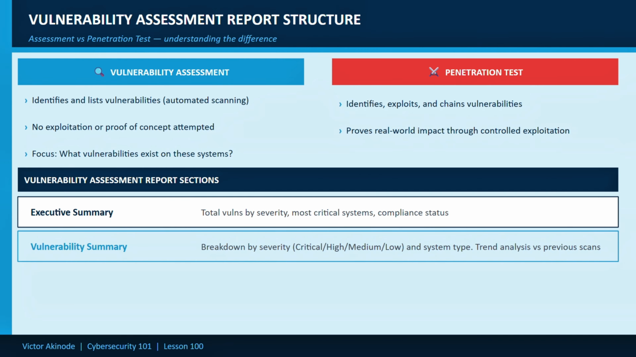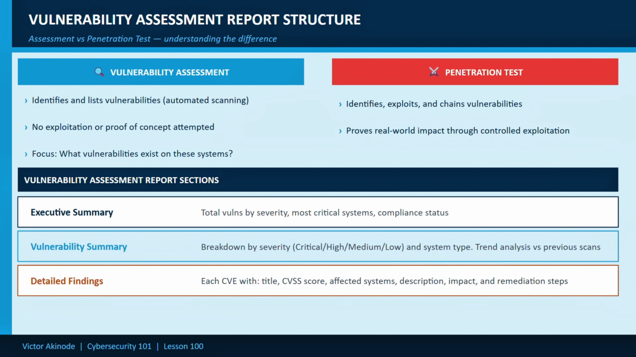The second one is vulnerability summary, and this breaks down findings by severity such as critical, high, medium, low, and informational. It also includes trend analysis compared to previous scans. The next one is the detailed findings. This documents each vulnerability with its title and CVE ID, CVSS score, and severity rating.